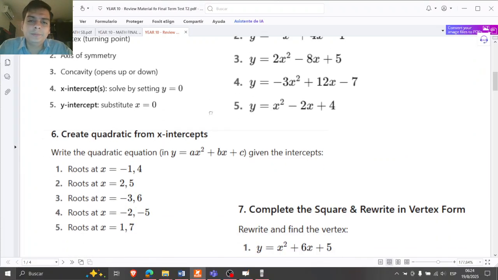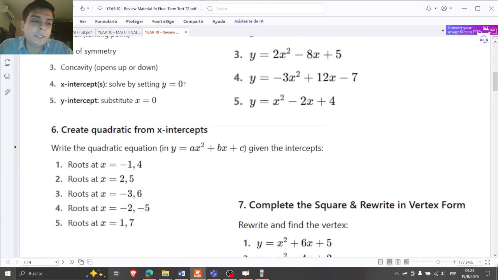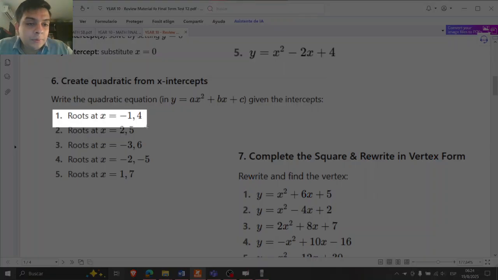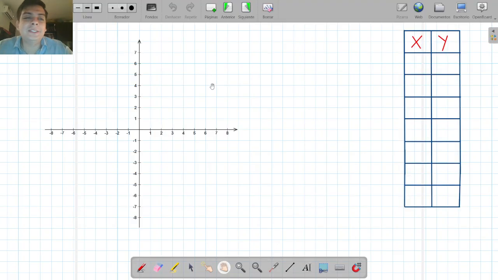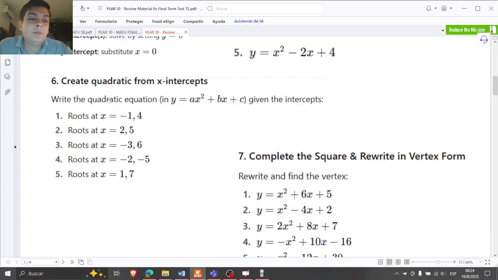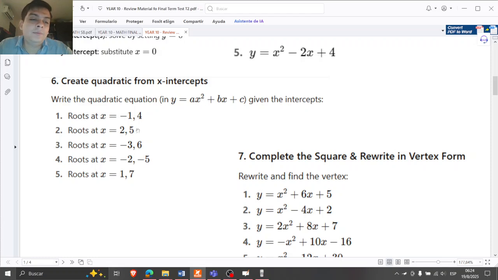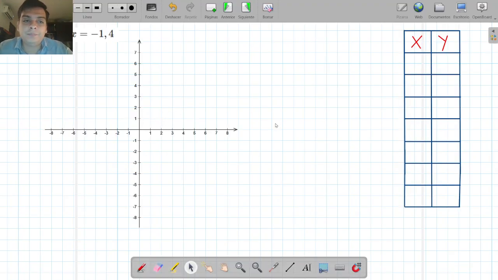Let's go to the next one. This is going to be for the class, for you to practice. We have to create a quadratic from x-intercepts. I will say, this is the easiest one. I promise, whatever you want, this is the easiest one. Okay? It might look strange. It says that we need to write a quadratic equation in this way, where the intercepts are at -1 and 4, 2, 5, etc.